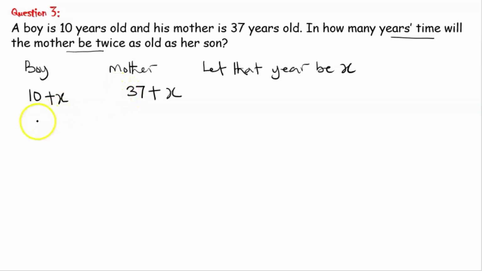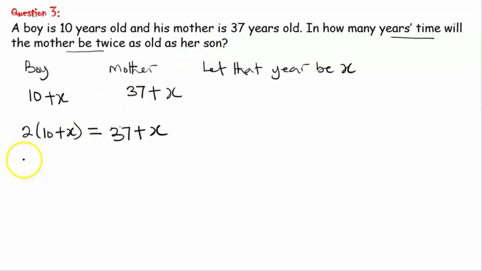Now, when it says in how many years' time will the mother be twice as old as the son, whatever we make the boy to be twice, in other words, when will they be equal? That's what the examiner is saying. So this is the equation we must be able to get: when I multiply the boy's age in x years' time by 2, it should be equal to the age of the mother. The mother is twice as old as the son.